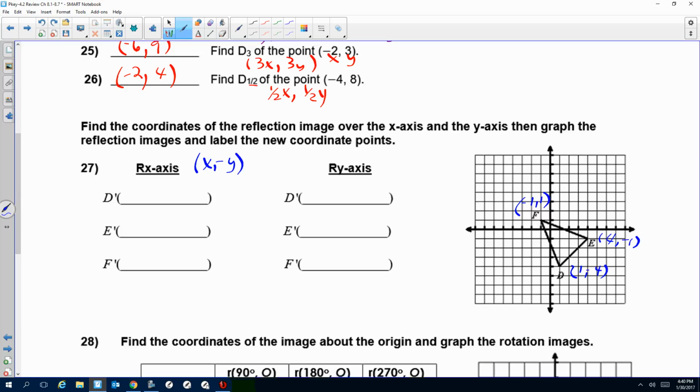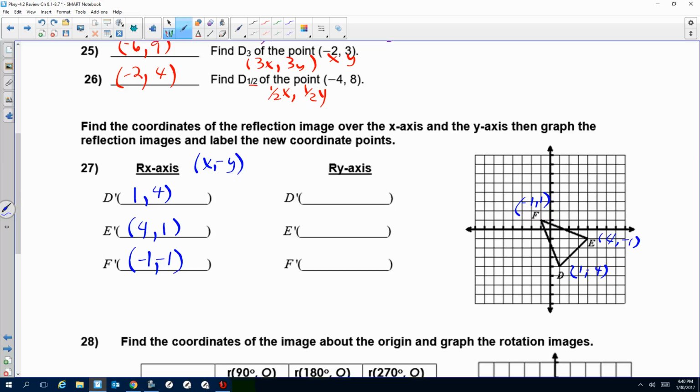So our D becomes 1 comma 4. Our E becomes 4 comma 1. And our F becomes negative 1 comma negative 1. Now we're going to take those points and reflect over the y-axis. So find the coordinates of the reflection image over the x-axis and the y-axis.